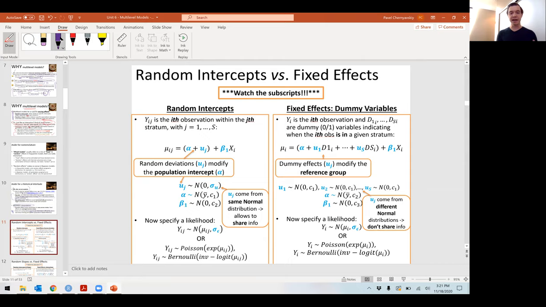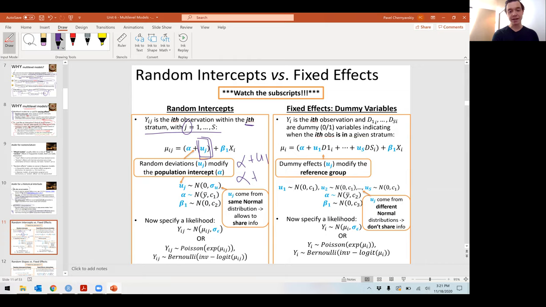I'm trying to contrast using a random intercept approach where we have a certain number of strata and the J subscript denotes those things that vary with stratum. In this case, it's only this one thing. And you can see that these random deviations modify our population intercept. And so for the first stratum, our estimate would be this. For the second stratum, our estimate would be this, so on and so forth.